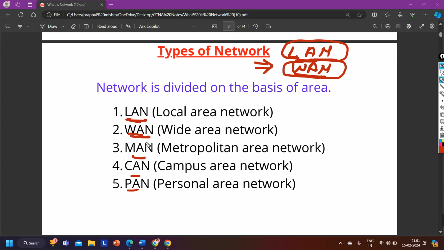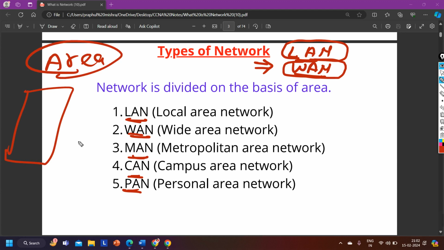First one is LAN, local area network. Second one is WAN, wide area network. Third one is MAN, metropolitan area network. Fourth one is CAN, campus area network. And fifth one is PAN, personal area network. So we divide the network on the basis of area. If we are implementing a network in a building, in a small geographical area, that type of network is known as what?